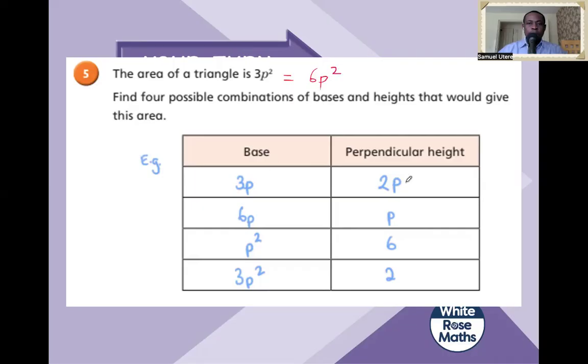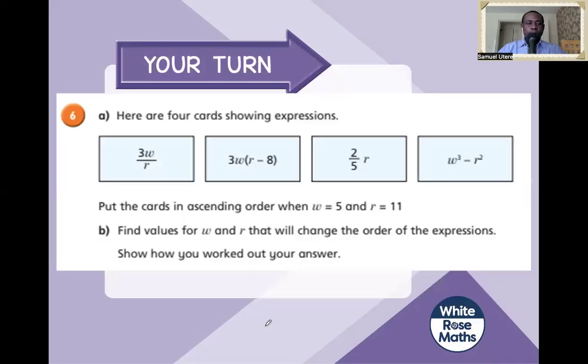So our combinations should give us 6p squared. That's why we have these combinations. Okay, so you can see that when you multiply them, you get 6p squared. All right, let's move on. Pause the video and answer question 6 in 2 minutes.